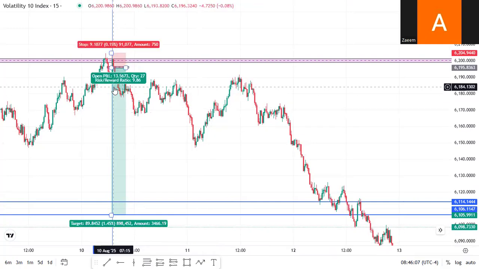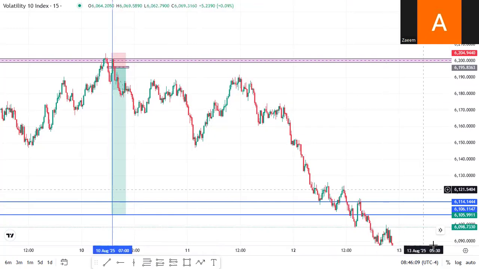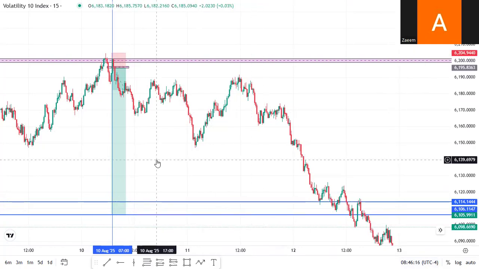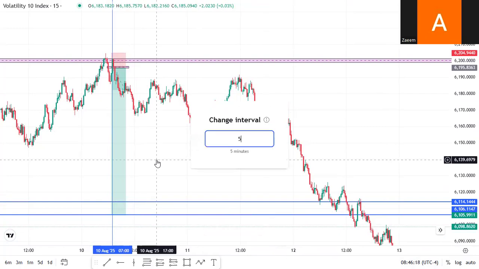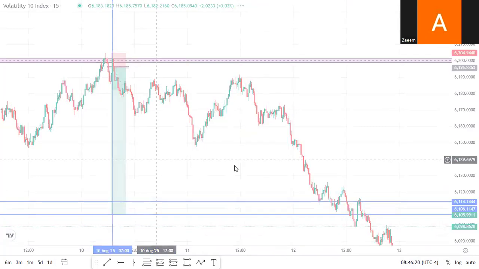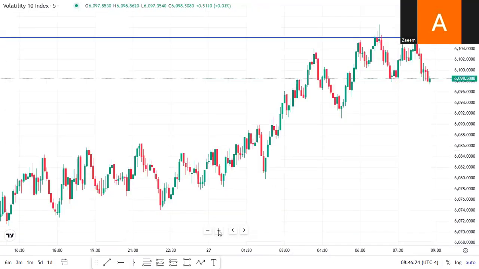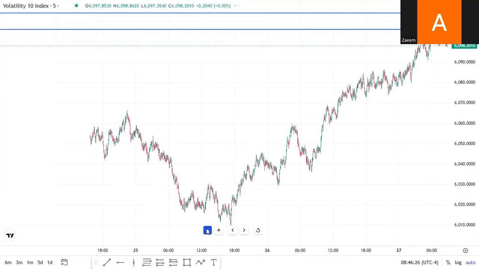From 7 a.m. New York local time. Set your time. Look at my time here. This is New York local time. So here I can even stack positions if I want to stack, because I know this is going to be a huge displacement to the downside.